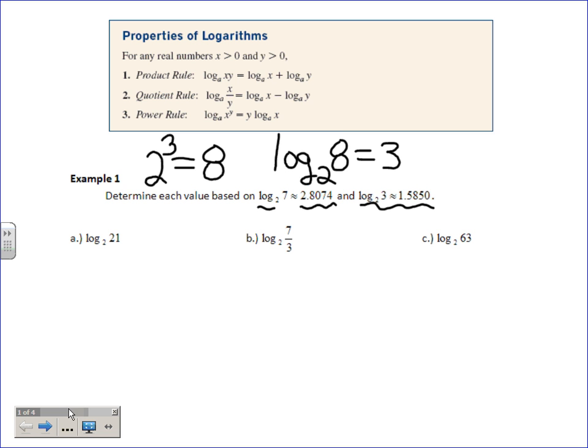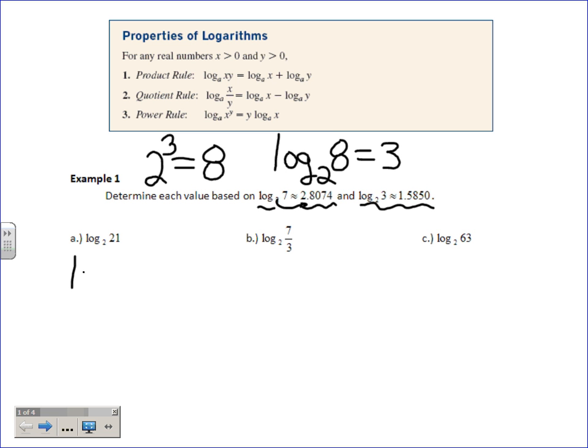Now, does it make sense that 2 to that power would be 7? Because 2 to the second is 4, 2 to the third is 8, so 2 to that power being 7? Believable. How about this one? 2 to that power being 3? Believable. All right? And so what are we guessing here? Well, we're going to 21. So this is going to be between 2 to the fourth is 16, 2 to the fifth is 32, right? So it should be somewhere between those two numbers.